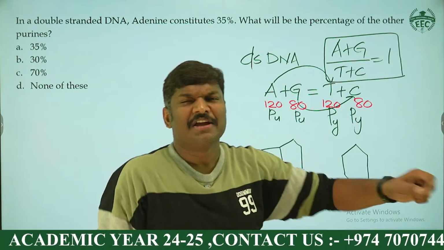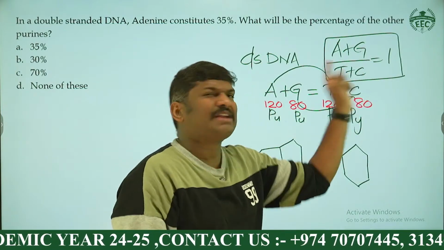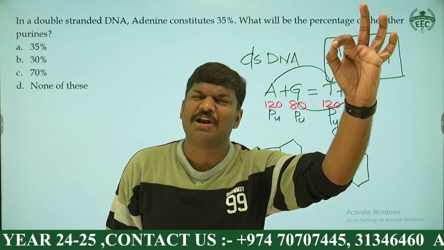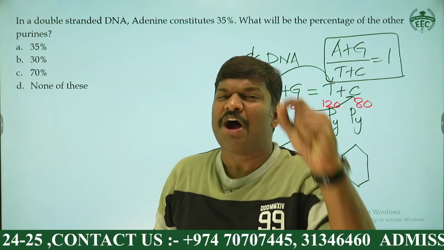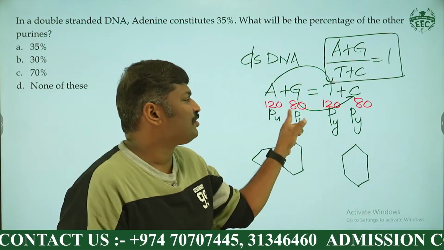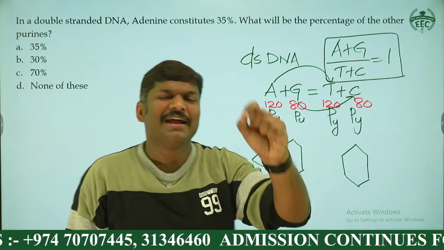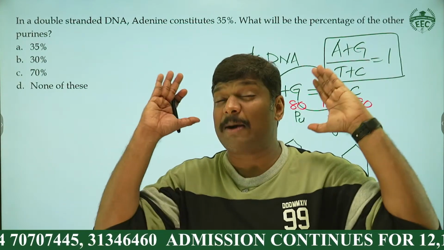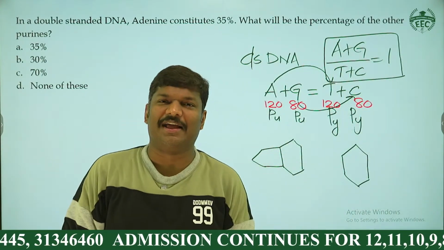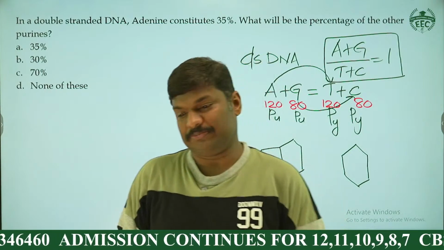What is A plus G? The total number of purines. And what is T plus C? The total number of pyrimidines. The total number of purines by total number of pyrimidines always is equal to 1. Here 120 plus 80, 200, 200 by 200, it is equal to 1. And this rule is applicable only in double-stranded DNA, given by Erwin Chargaff.